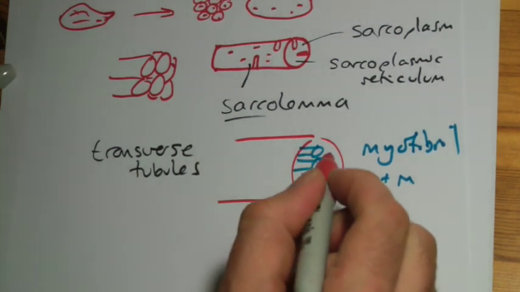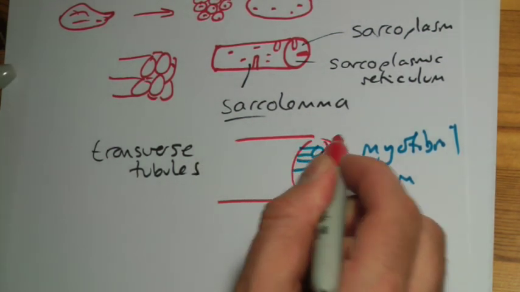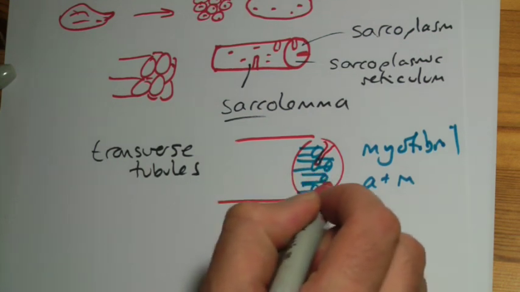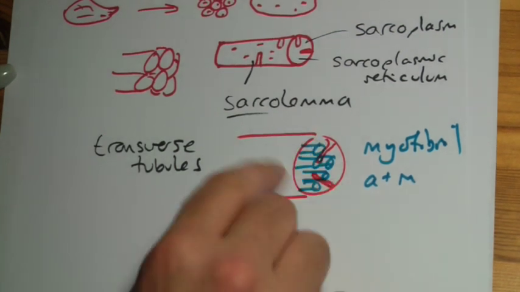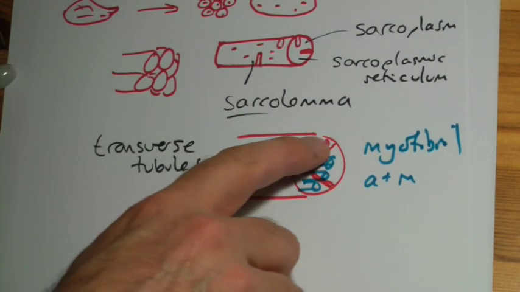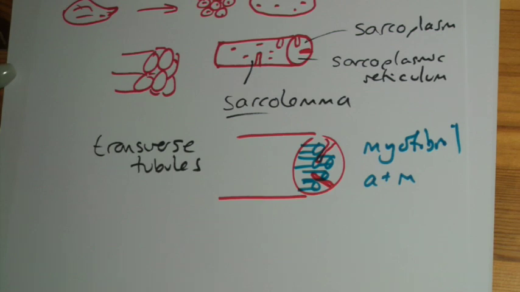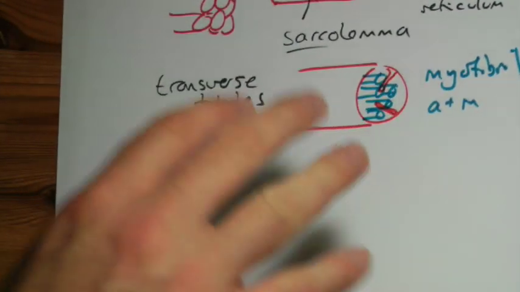So these T-tubules need to be able to get right down into the middle, to get to these myofibrils right in the centre. Otherwise, the only ones that could get stimulated would be the ones on the outside. So that's what the T-tubule part's for.